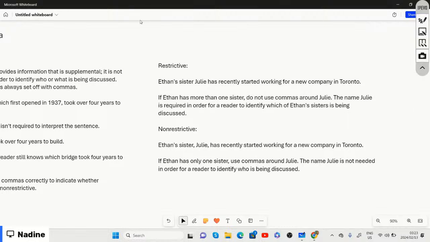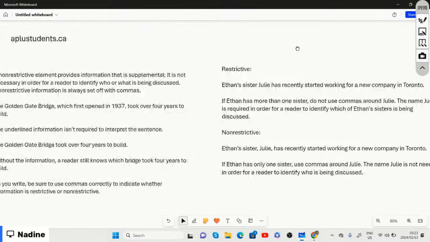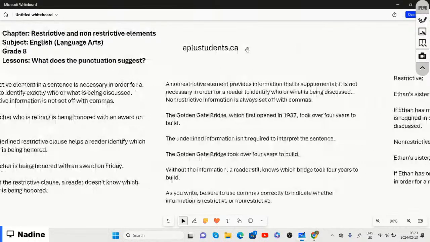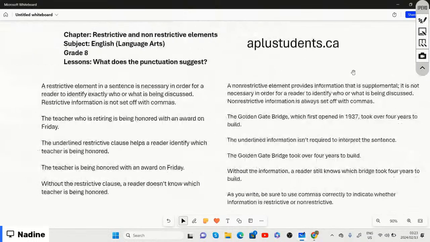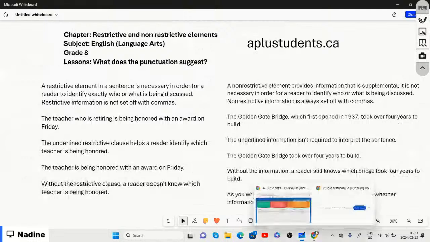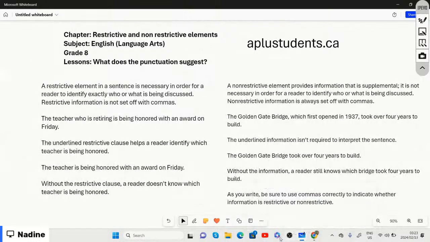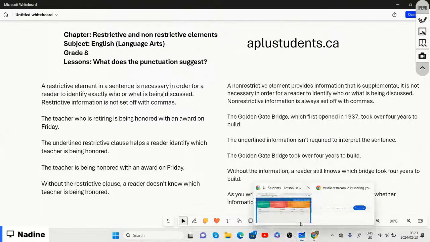And we are doing our tutorial lesson on aplusstudents.ca. So we're going to aplusstudents.ca, and we said our chapter is restrictive and non-restrictive elements. And we're going to the lesson that says, what does the punctuation suggest?